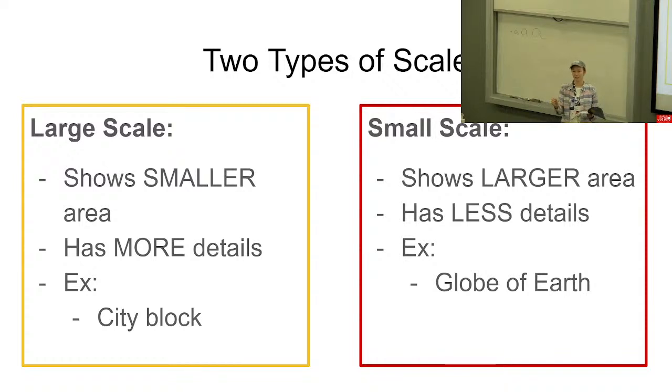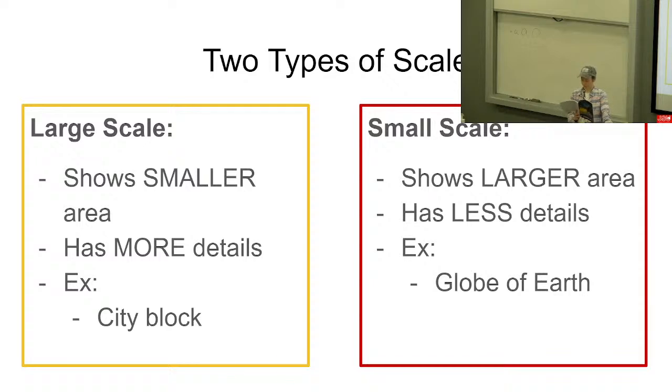But that's less detail. You don't see the details on the people themselves. An example of this would be the globe of the Earth. You don't see Pelham Road on the globe of the Earth, but you can see Australia. So those are our two types of scales. Are there any questions so far?